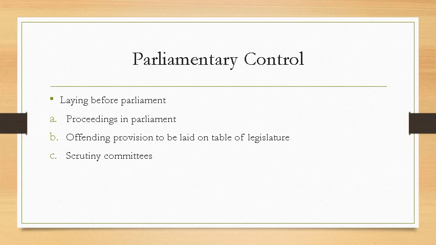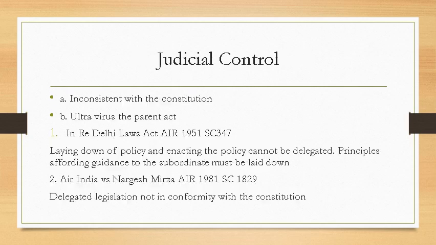The Lok Sabha committee for subordinate legislation came earlier. It came in 1953, and the Rajya Sabha committee on subordinate legislations came into existence in the year 1964. After this we have judicial control. Now this is also a very interesting aspect when it comes to delegated legislation.